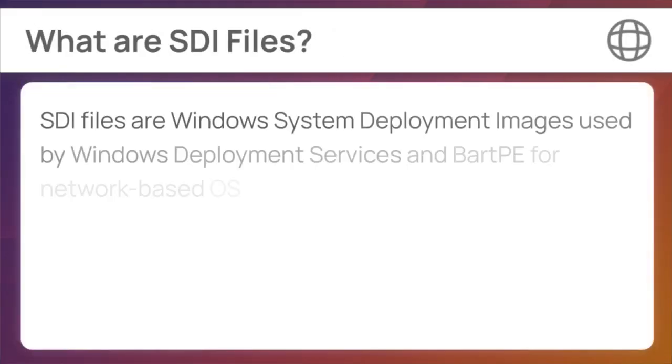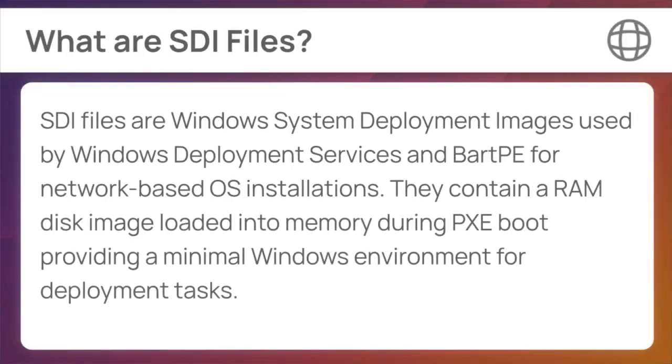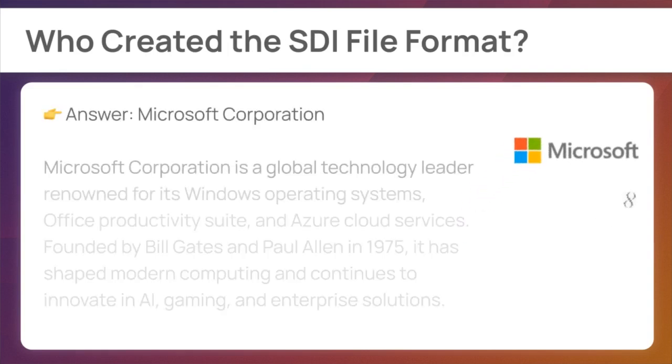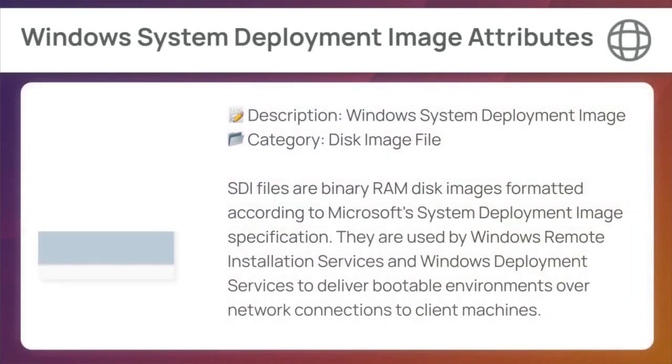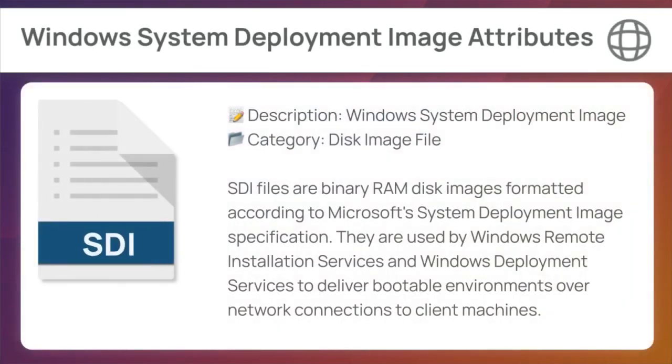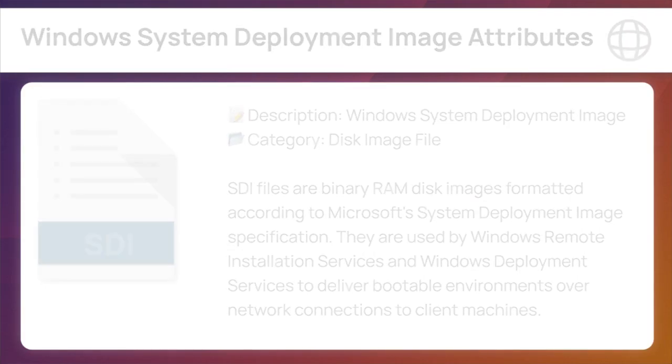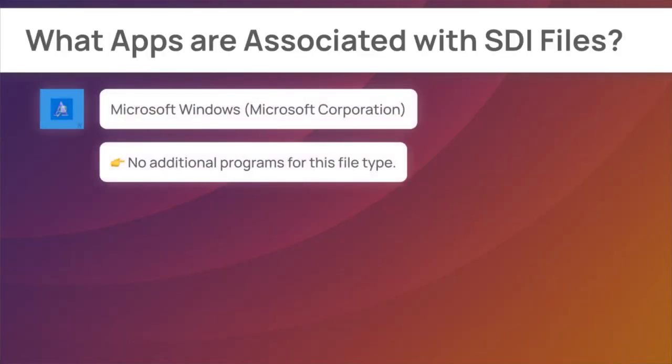SDI files are Windows System Deployment Images used by Windows Deployment Services and BartPE for network-based OS installations. They contain a RAM disk image loaded into memory during PXE boot, providing a minimal Windows environment for deployment tasks. SDI files are binary RAM disk images formatted according to Microsoft's System Deployment Image specification. They are used by Windows Remote Installation Services and Windows Deployment Services to deliver bootable environments over network connections to client machines. Technically, the best program for SDI is usually Microsoft Windows from Microsoft Corporation.